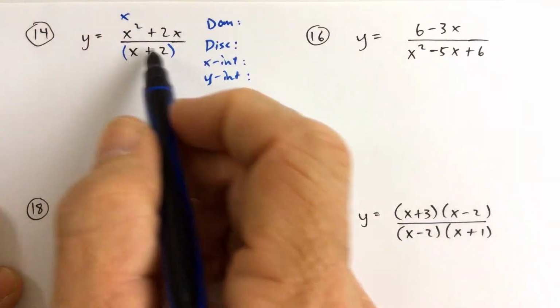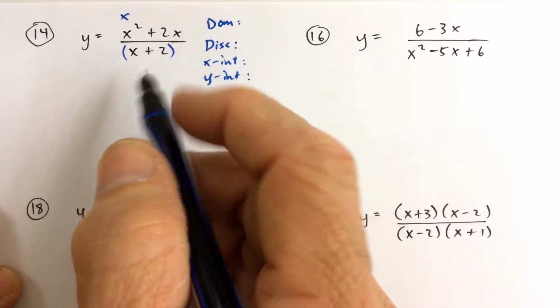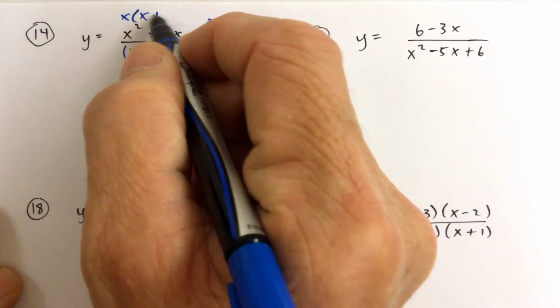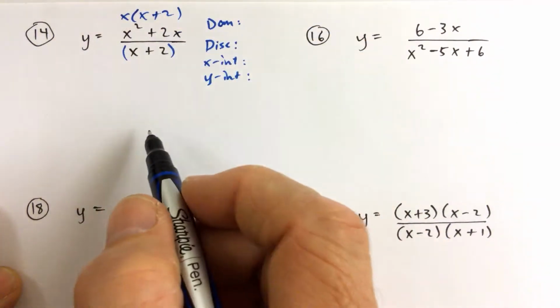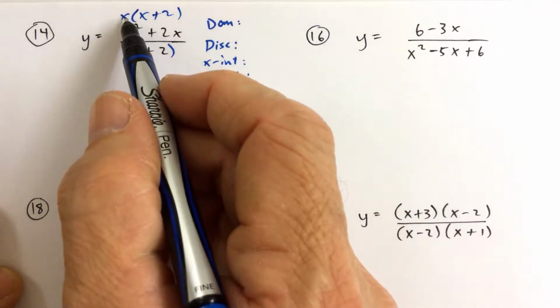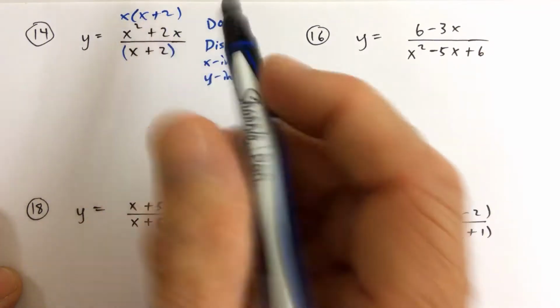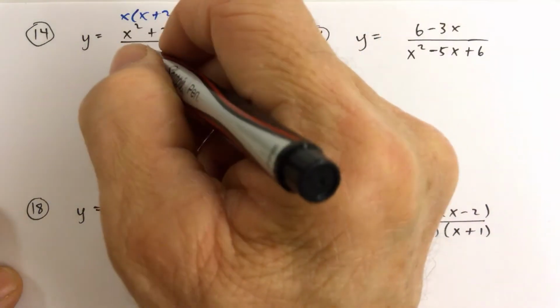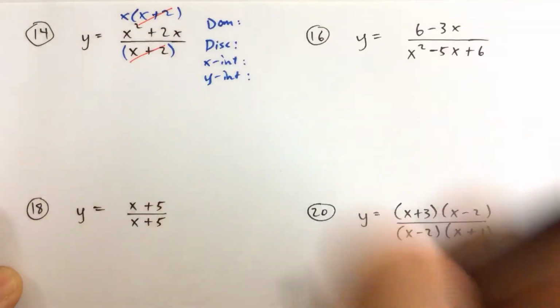So the denominator is already just factored. We can't factor it anymore. But the numerator, we can factor out an x from both terms. And when we factor out that GCF of x, we're left with x plus 2. Therefore, we have a common factor of x plus 2.